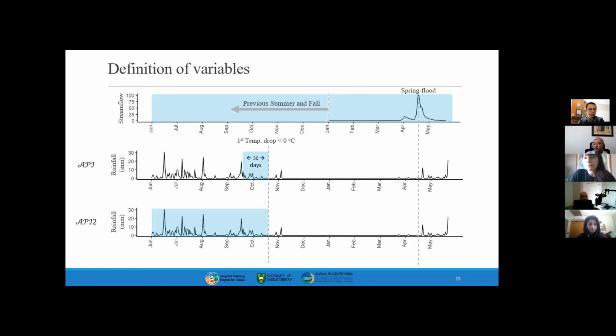We haven't considered the runoff volume yet. Maybe in the future we could consider that. But at this point of the analysis, we only considered the peaks. We didn't consider the volumes.